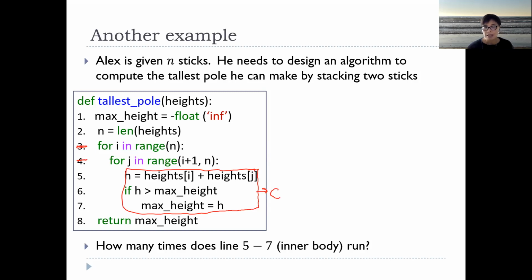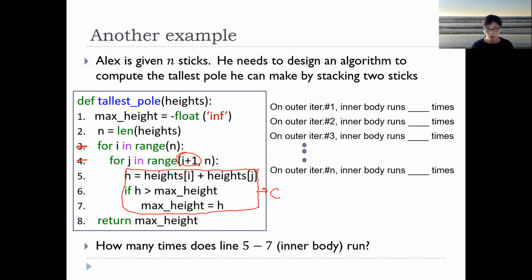So what you can ask is, let's fix the outer loop, for each iteration of the outer loop. Because what we see is that the number of times the inner loop runs depends on i, and i is changing. So if we fix the outer loop, how many times does the inner loop run? For the first iteration, i equals 0, and the inner loop goes from 1 to n, which means that it's going to run n minus 1 times.